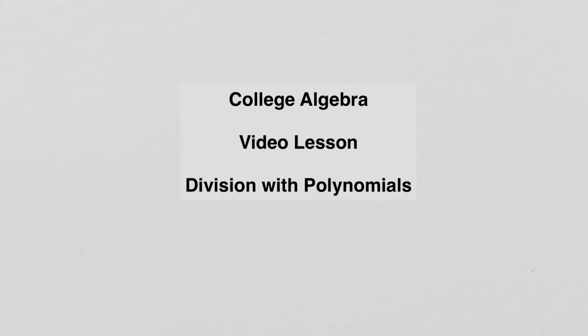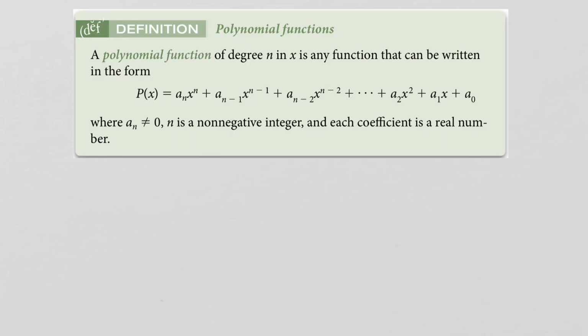Division with polynomials. A polynomial function of degree n in x is any function that can be written in the following form, where an, this number here, is not 0, and n is some non-negative integer, and each coefficient of the variable x is a real number.